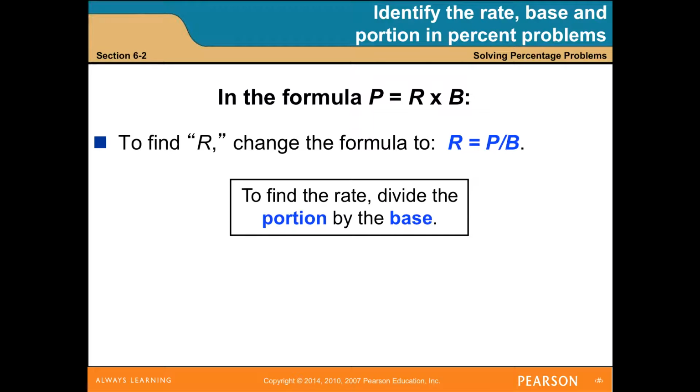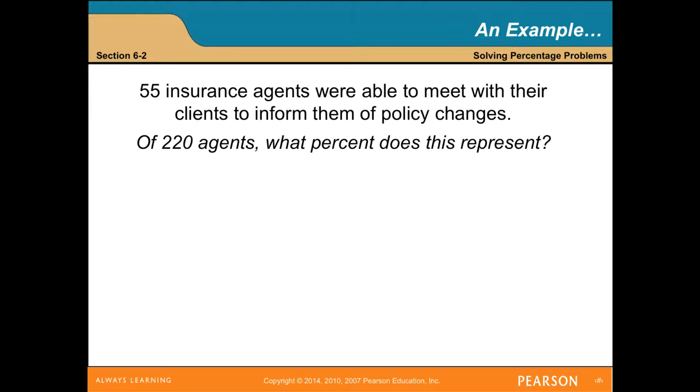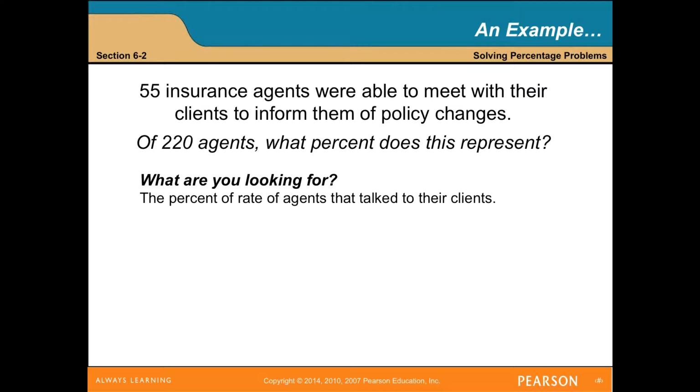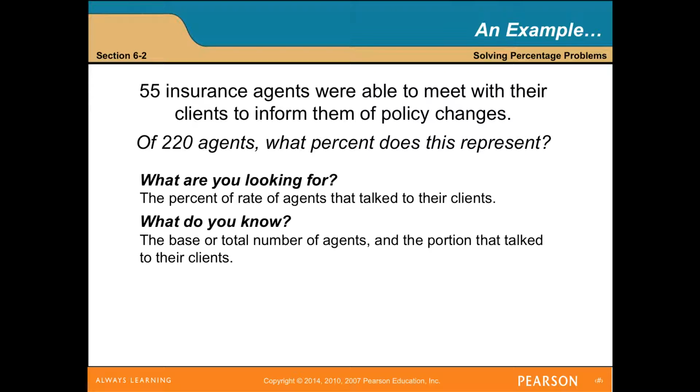In the formula P equals R times B, to find R, change the formula to R equals P divided by B. To find the rate, divide the portion by the base. So as an example, 55 insurance agents were able to meet with their clients to inform them of policy changes. Of 220 agents, what percent does this represent? What are you looking for? The percent or rate of agents that talk to their clients. What you know already is the base, or total number of agents, and the portion that talk to their clients. So now we solve.